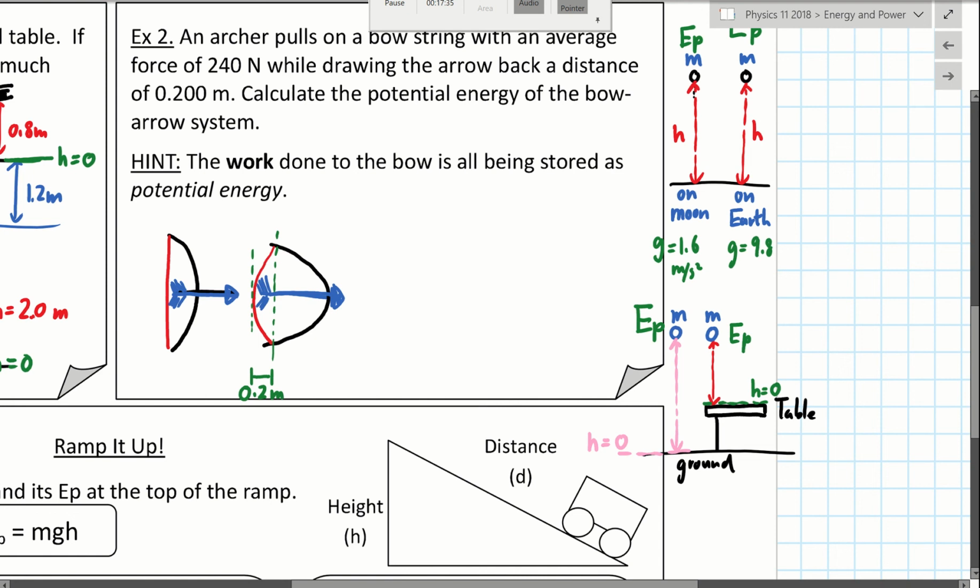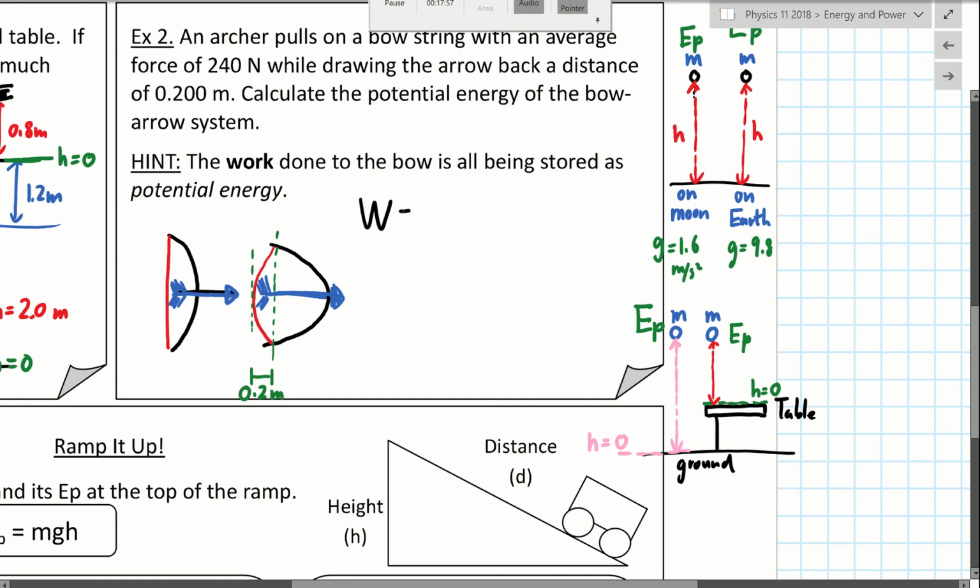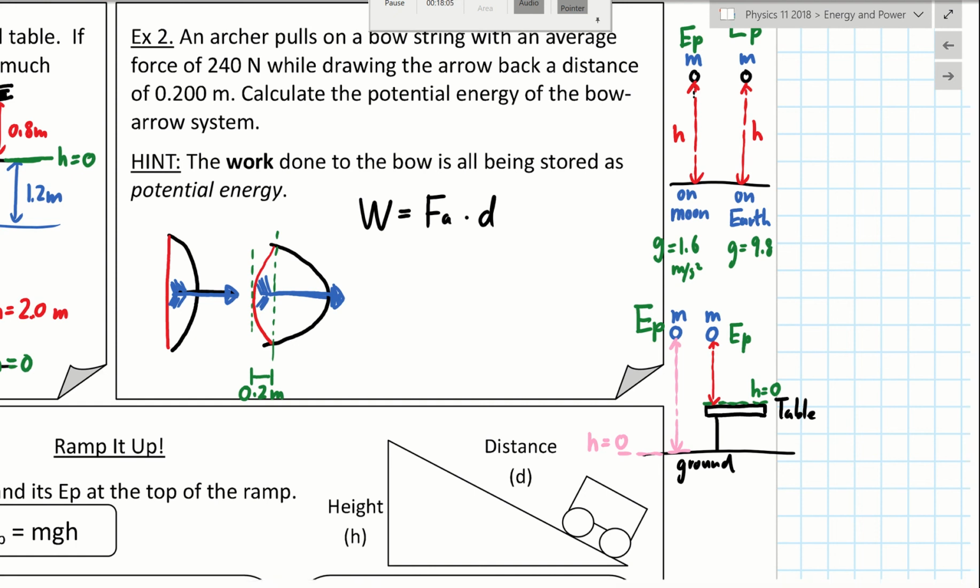Now it says in the question, this is 0.2 of a meter, and the applied force is 240 Newton. So that means there is a force pushing forward at 240 Newton. Because you pull it back, there's a force pulling it back in, which is the spring force in this case, elastic force, spring force, doesn't really matter. So the work done to the bow is the applied force multiplied by the distance that it moves. Now, the applied force moves forward. The distance is kind of backward.